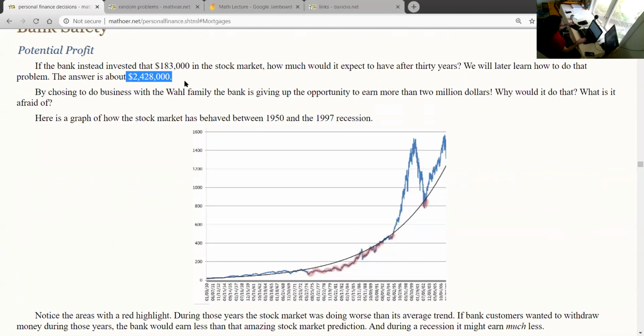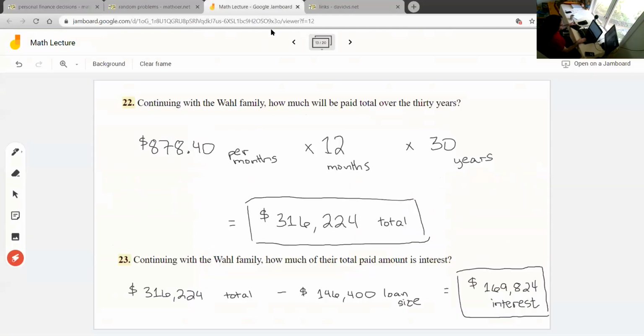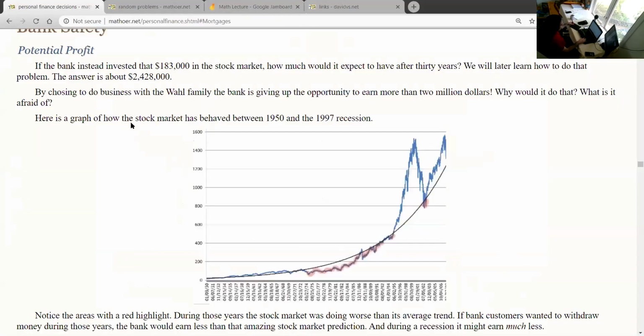But then there's risk. If everyone wants to take money out of the bank during a recession, then the bank can't give them all their money back. So instead, the bank takes something that gives them enough money to pay for all their employees and stuff. Because again, this is spread over 30 years. So the bank makes some money, but it's safe, it's reliable. Whoever this Wall family is, we trust them to make their mortgage payments more than we trust that there's no recessions. And we'll talk more about that later.